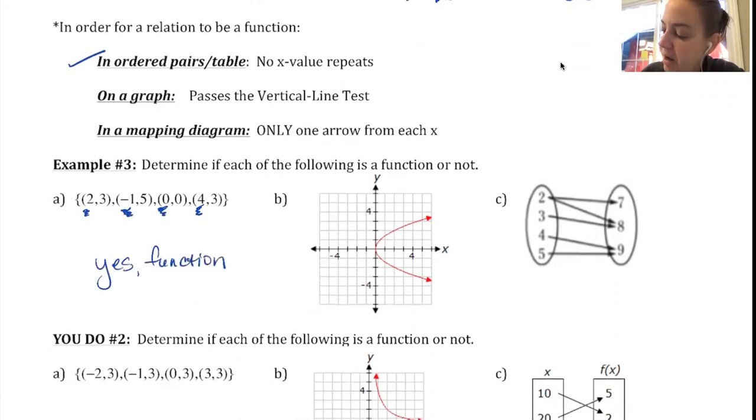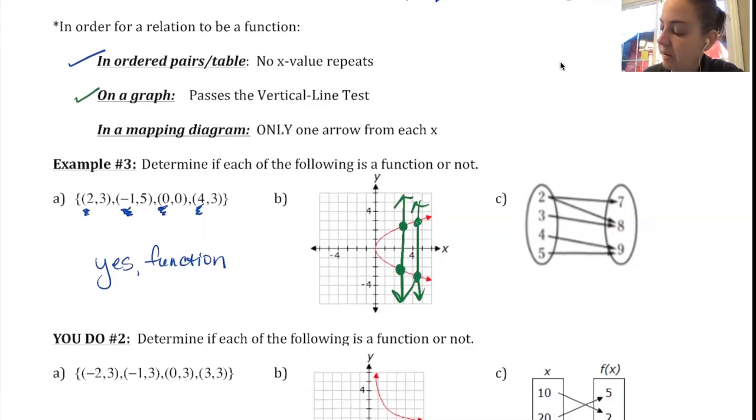For the next one on a graph, passes a vertical line test. A vertical line goes up and down. It's only allowed to touch the vertical line once in order to be a function, no matter where I draw a vertical line. So my vertical line that's green touches that curve, which is red, more than once. So this one is no, not a function. And then on a mapping diagram, only one arrow from each X. So this only has one arrow, one arrow, one arrow. Oops, this one's got 2. So this one is a no.